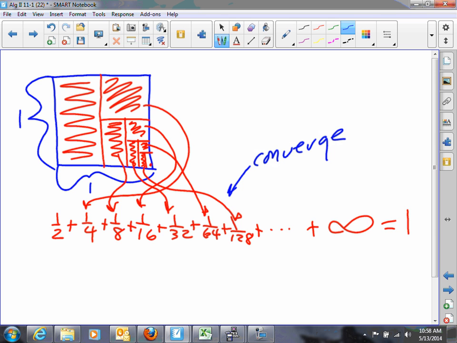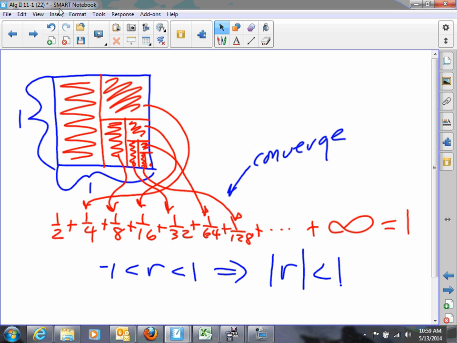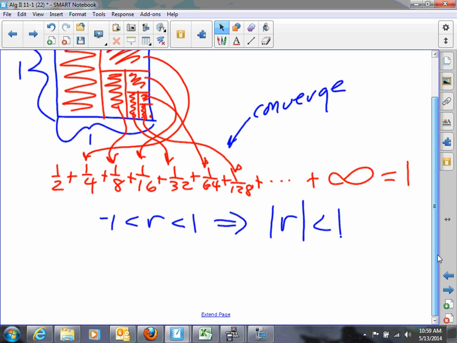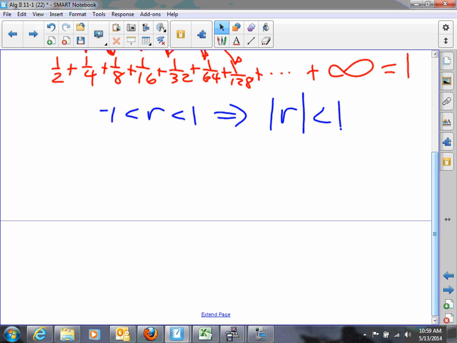Now it turns out that the series that converge are the ones where the common ratio, r, is somewhere between -1 and 1. And mathematically, usually what we do is we say the absolute value of r is less than 1. And that's another way of saying any value between -1 and 1. Now, let's take a look at what happens mathematically to this sequence as we do that.